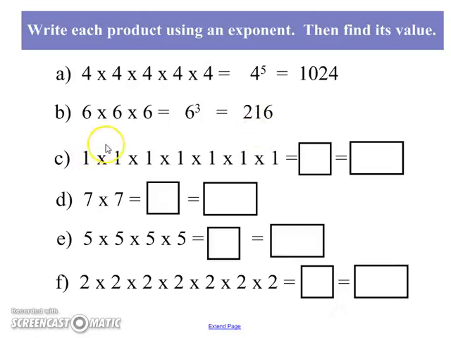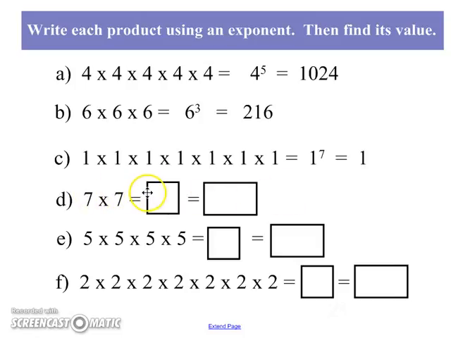1 times 1 times 1 times 1 times 1 times 1 times 1 is 1 to the, 1, 2, 3, 4, 5, 6, 7 ones, 1 to the 7th power. Now, a lot of people will try to tell me that the answer to 1 to the 7th power is 7. It is not. This is not 1 times 7. This is 1 times 1 times 1, and that's 1.